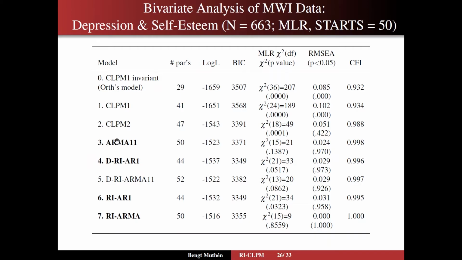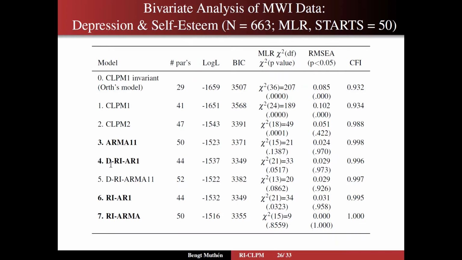We have the RI-ARMA model, auto regression of order 1 and moving average terms of order 1. And that's a model that fits quite well. Now it has 50 parameters, so it has more parameters than the CLPM2, but it fits very well according to all measures.